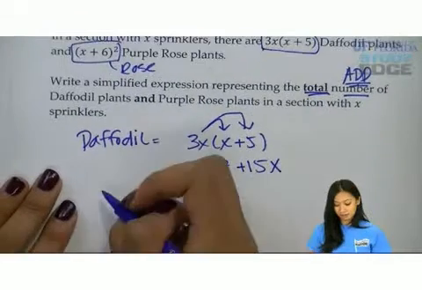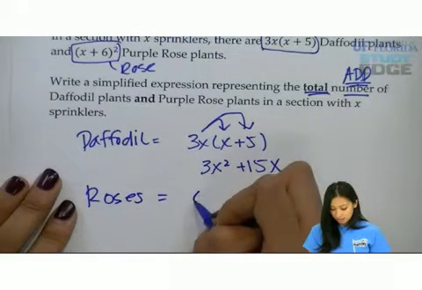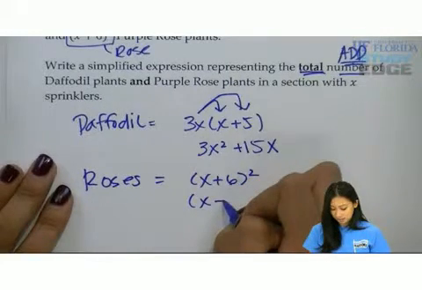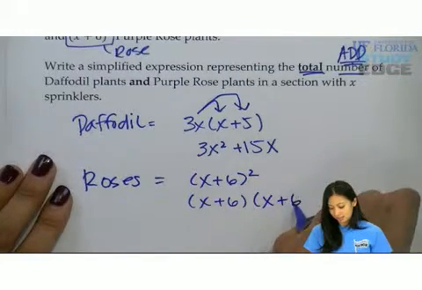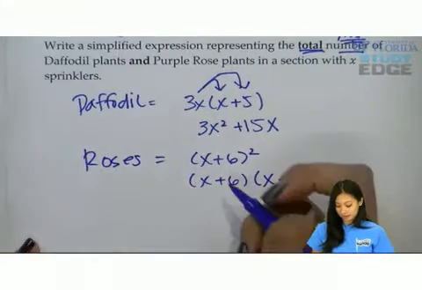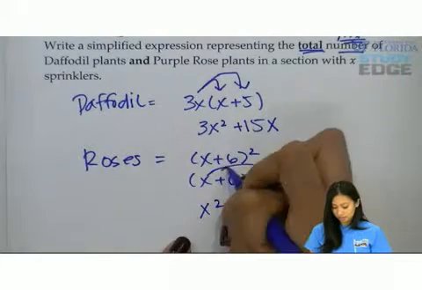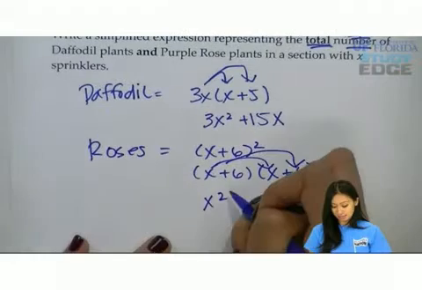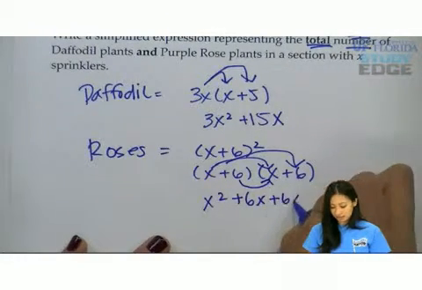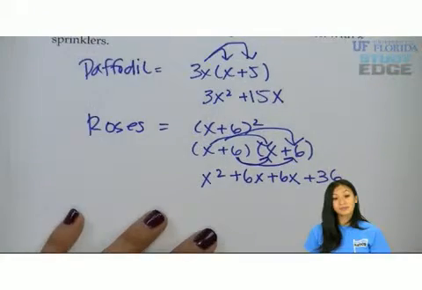Let's do the same with roses. It's x plus 6 squared, which is the same as x plus 6 times x plus 6, right? So if I see this, I know it's the FOIL method. So let's try first, outside. x times x is x squared. x times positive 6 is positive 6x. 6 times x is positive 6x again. And lastly, 6 times 6 is positive 36.